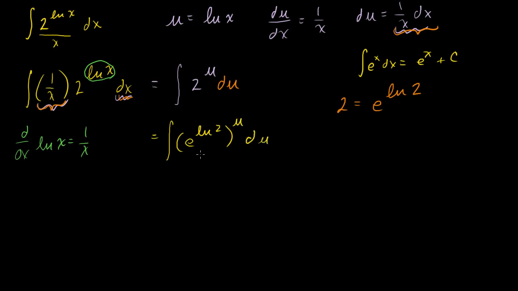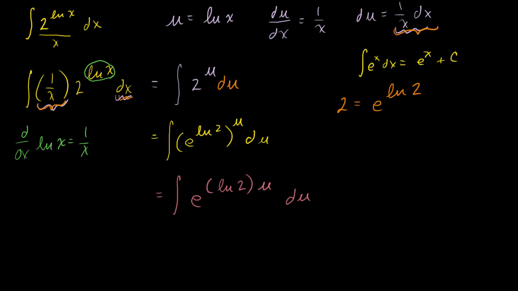And now what is this equal to? Well, if I take something to an exponent and then to another exponent, this is the same thing as taking my base to the product of those exponents. So this is equal to the integral of e to the natural log of 2 times u. I'm just multiplying these two exponents. If I raise something to something, then raise it again, we know from our exponent rules that it's just the product of those two exponents, du.